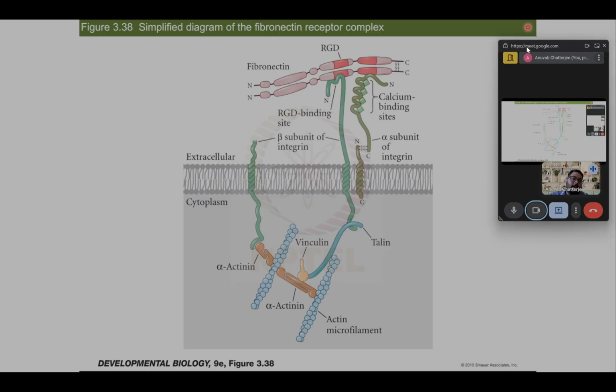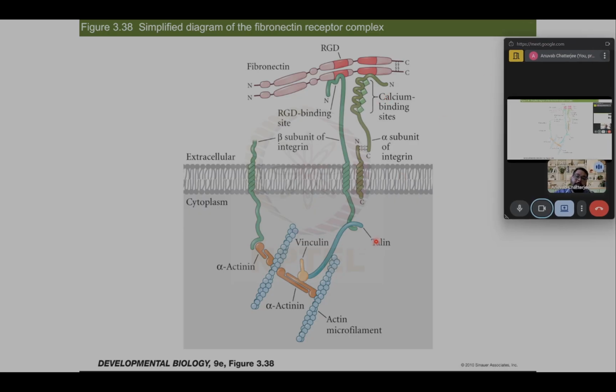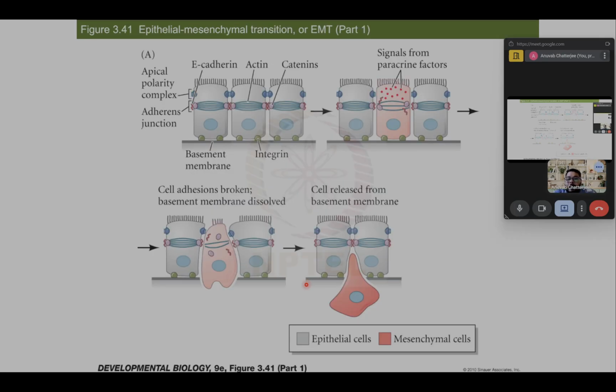So essentially the cell is anchored to the ECM via this fibronectin, integrin, and actin binding. This is how it works. And the other thing that we need to know about is epithelium to mesenchymal transition. So epithelial cells are the ones that stay and form the different linings in our body. So the intestinal lining, the blood vessel lining, everywhere we have a flat layer of cells.